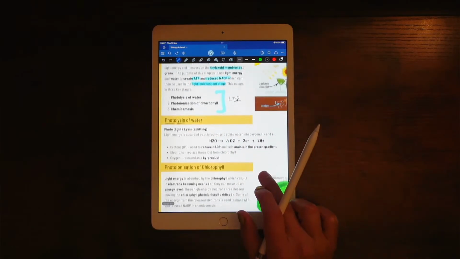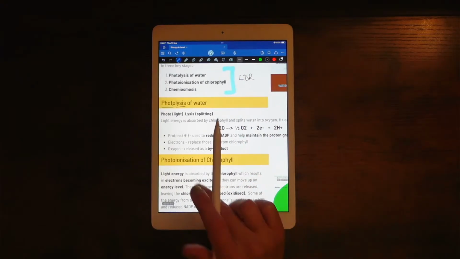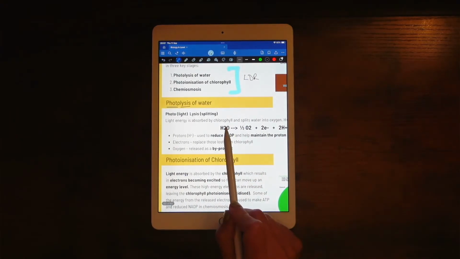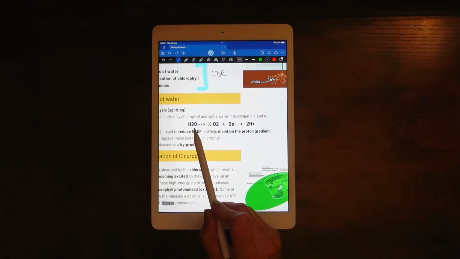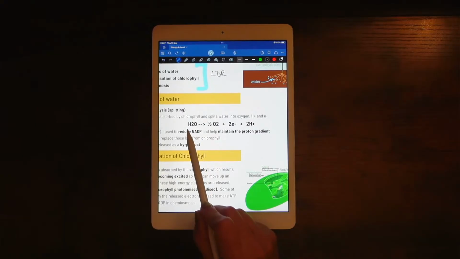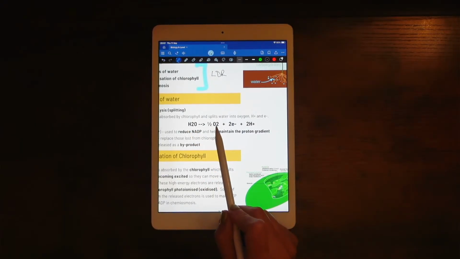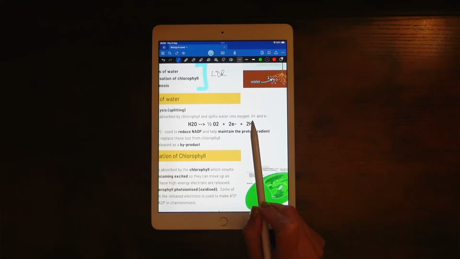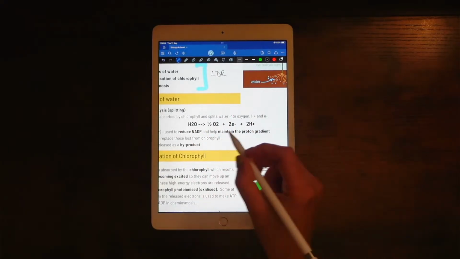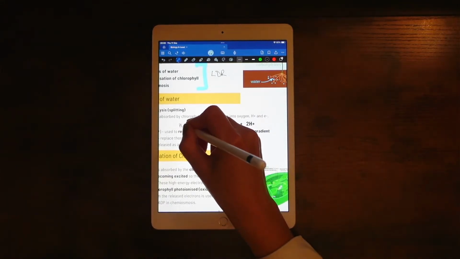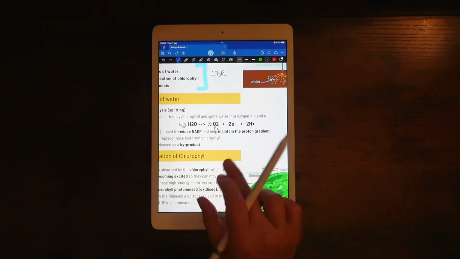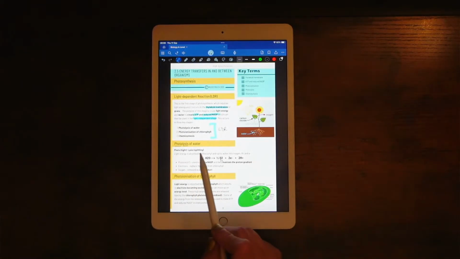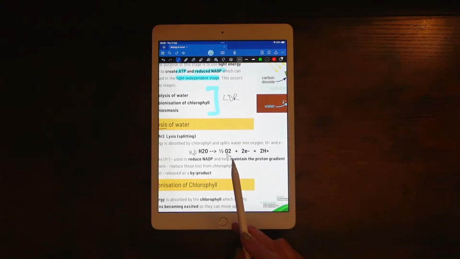As the light energy shines on the leaf, light energy is absorbed by those photosynthetic pigments, such as chlorophyll. And if enough light energy is absorbed, that energy can break the bonds in water and split it into oxygen, electrons, and protons. Those two should be superscript. No, it should be H2O, and that should be O2. So for photolysis of water, you do need to know what it means, but you do also need to know that you get oxygen, electrons, and protons.